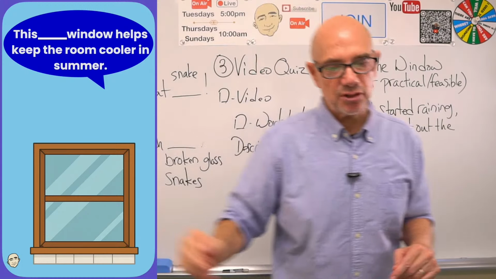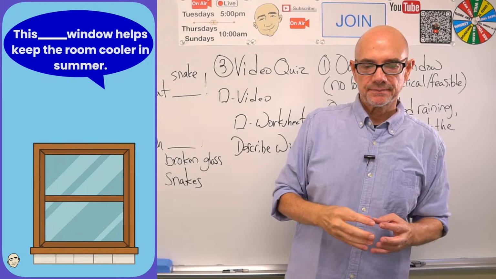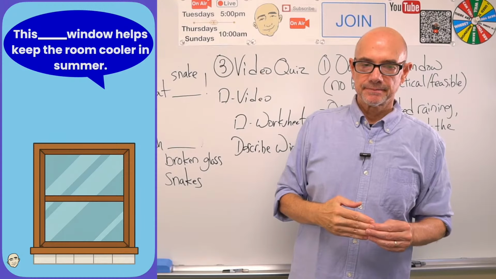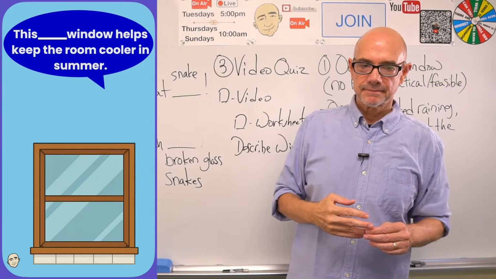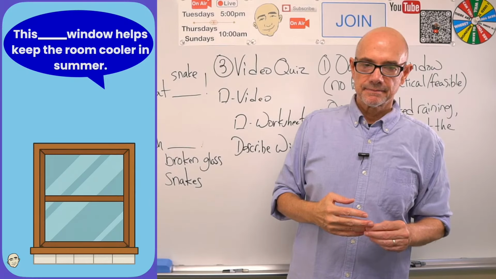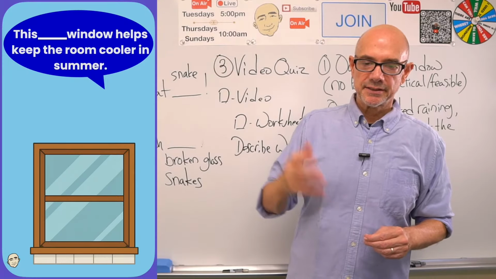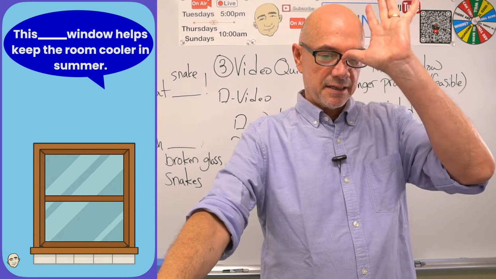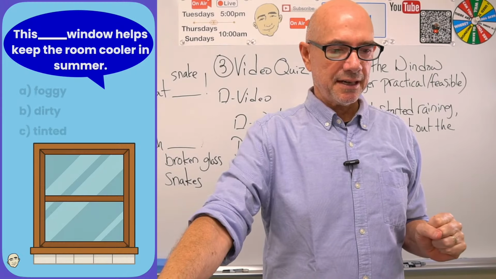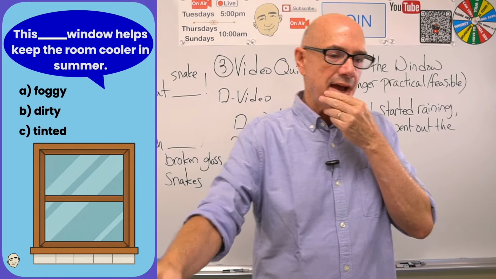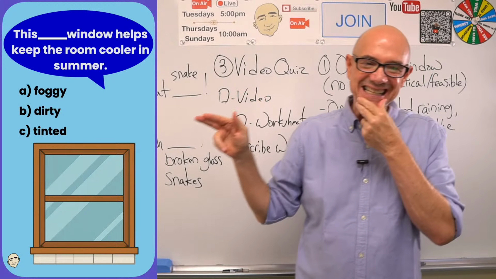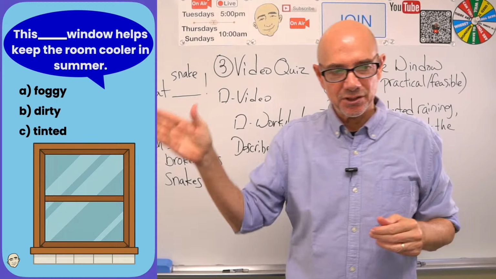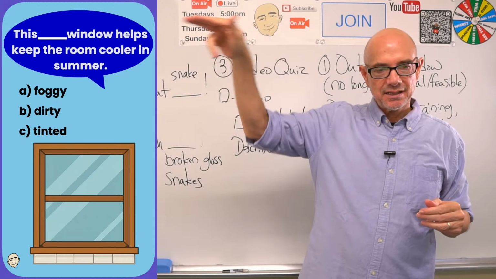Okay, I see closed. Large. Okay, let's have a look at the three options. That's going to help. That will help us having the options here. Okay, so we have foggy, dirty, tinted. Which one is for the sentence here?